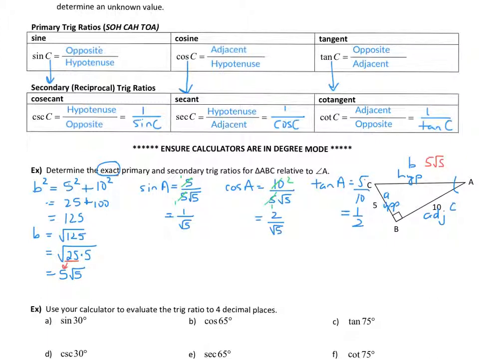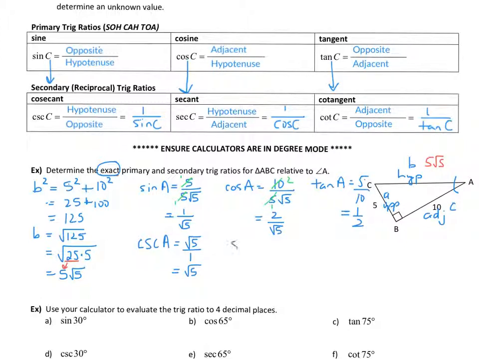All right, now, when I want to state my secondary trig ratios, all I have to do is take the corresponding primary one and flip it over. So the sine of angle A was 1 over root 5. The cosecant is the reciprocal of the sine of angle A, which makes that root 5 over 1, which really is just the square root of 5.